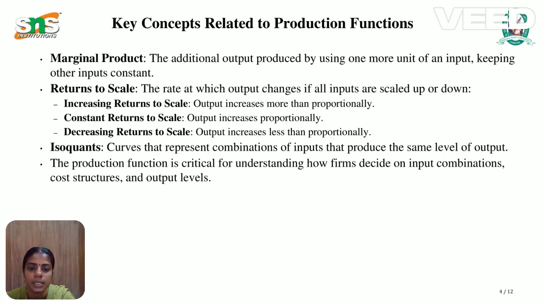Constant returns to scale means output increases proportionally. Decreasing returns to scale means output increases less than proportionally. Isoquants are curves that represent combinations of inputs that produce the same level of output. The production function is critical for understanding how firms decide on input combinations, cost structure, and output levels.